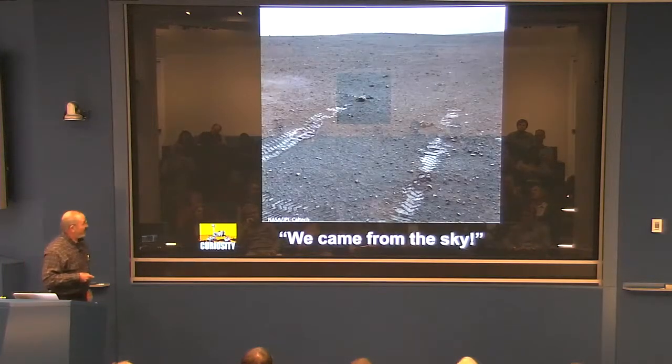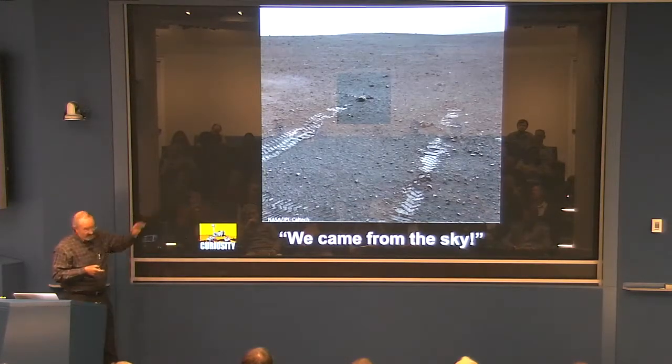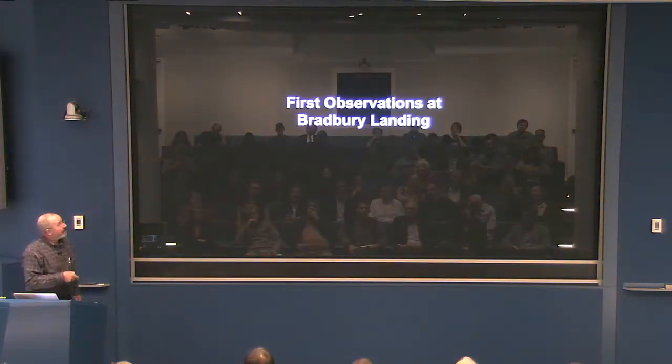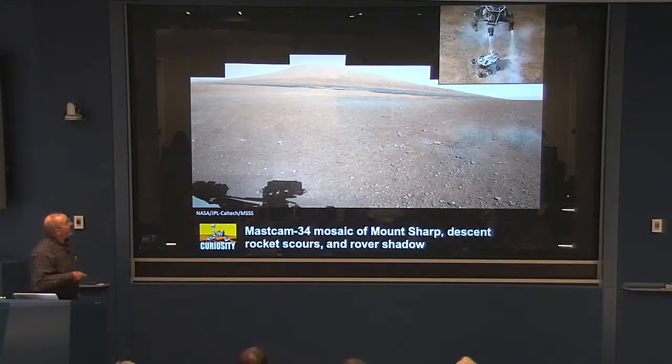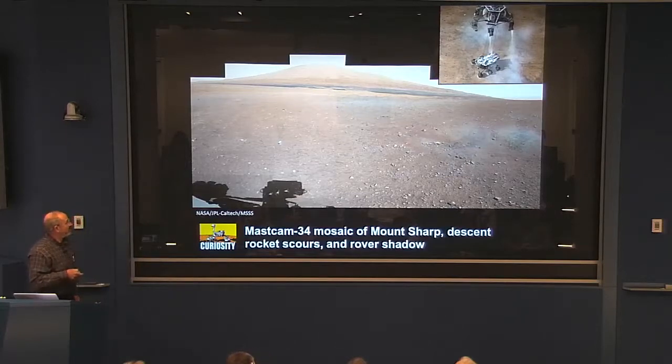There's another image I like. This is after the first effort to move the spacecraft, and looking back where it was, we've got evidence of the track marks. The place where Curiosity landed was called Bradbury Landing, after a well-known science fiction writer. In the distance there below the mound, you can see the scour that was made by the rockets on the lander. You can see a shadow of Curiosity here.